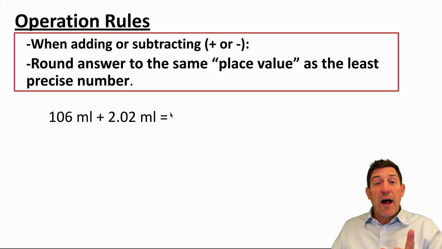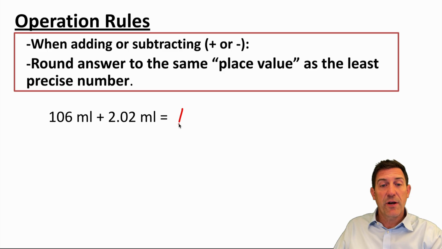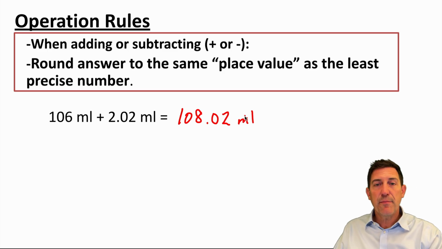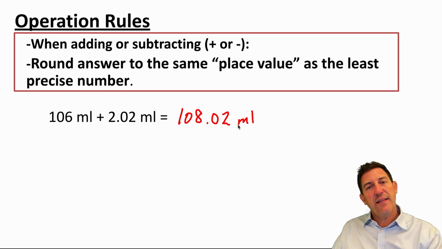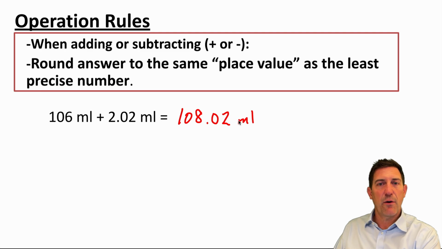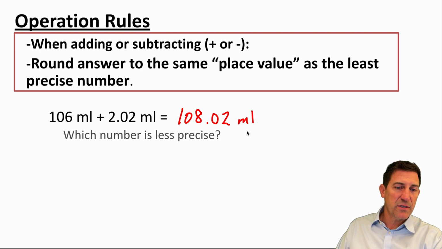I think a lot of us could do this right in our head. I'm double checking with our calculator over here, and it does say 108.02. I'm going to put the milliliters on there because it's important to have the units. And then you need to think your way through this. What's the next step? The next step is to figure out, well, which number is less precise?